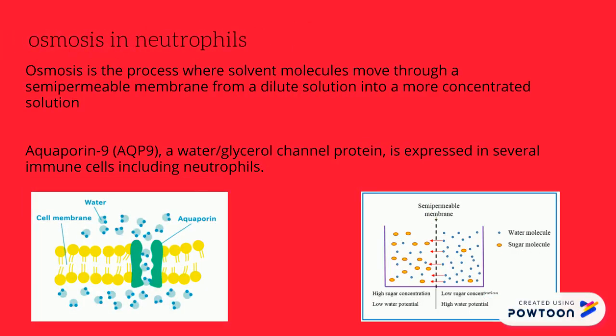Osmosis is the process where solvent molecules move through a semi-permeable membrane from a dilute solution into a more concentrated solution. Aquaporin 9, a water/glycerol channel protein, is expressed in several immune cells, including neutrophils.